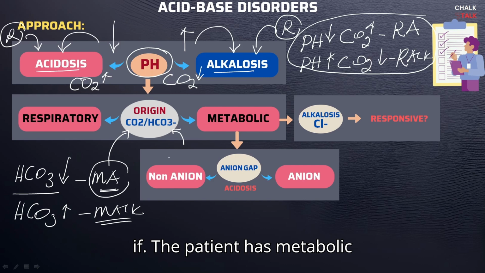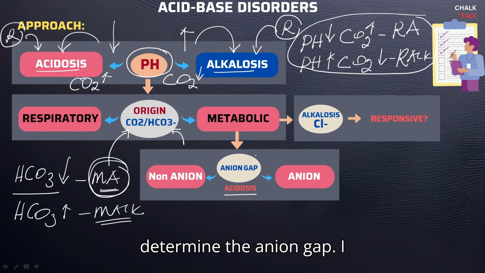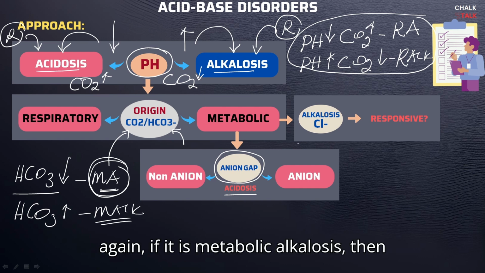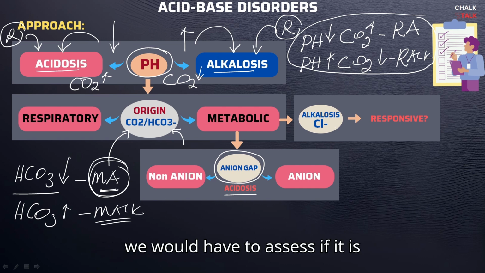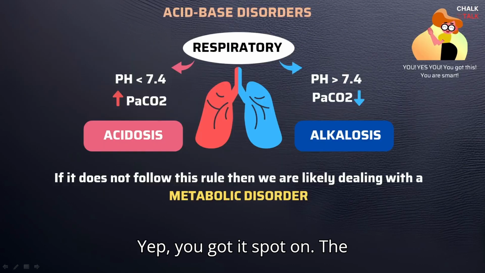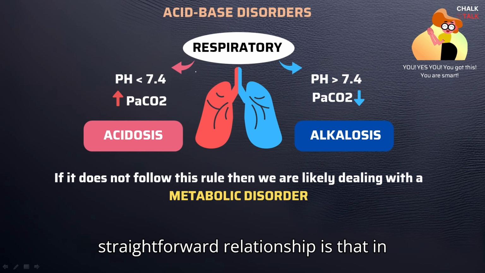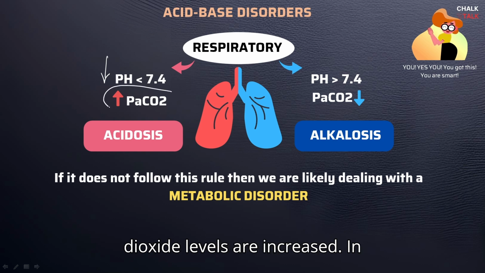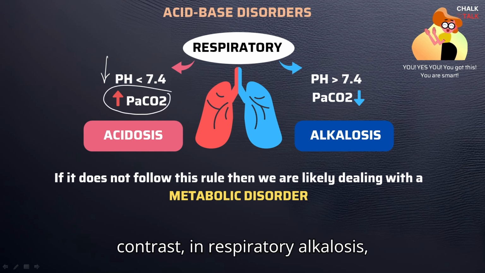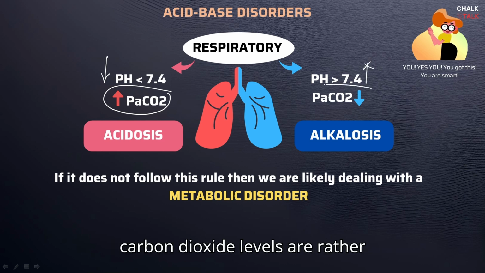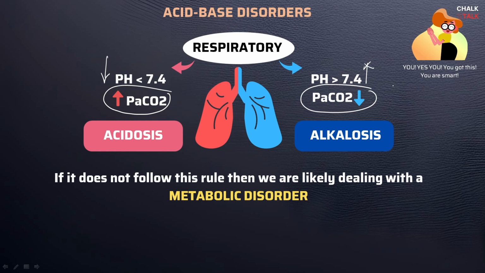Okay, if the patient has metabolic acidosis, then we would also determine the anion gap. I will explain that further. And again, if it is metabolic alkalosis, then we would have to assess if it is responsive to chlorides or not. Yep, you got it spot on. The straightforward relationship is that in respiratory acidosis, the pH levels are decreased, but the carbon dioxide levels are increased. In contrast, in respiratory alkalosis, the pH levels are increased, but the carbon dioxide levels are rather decreased.